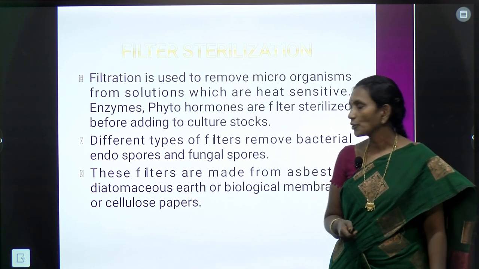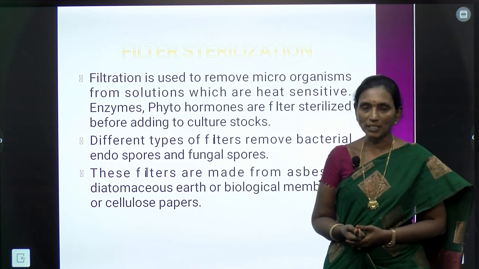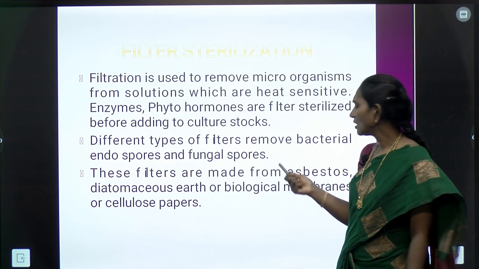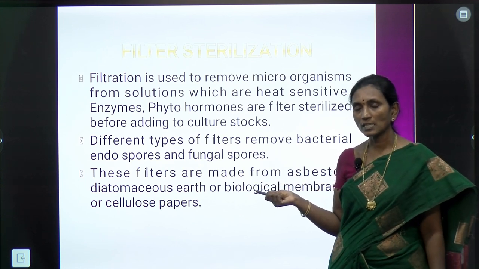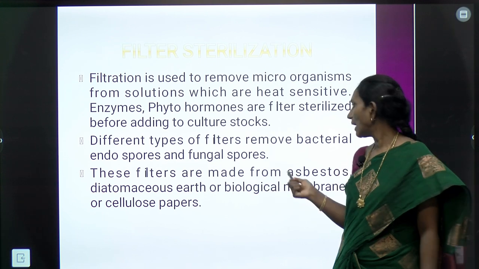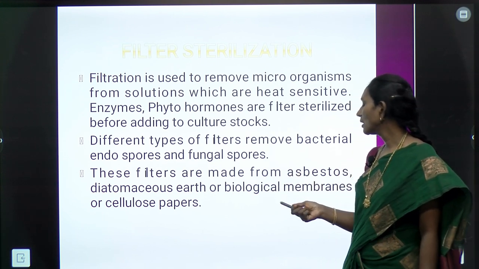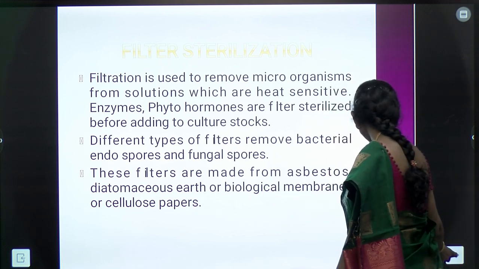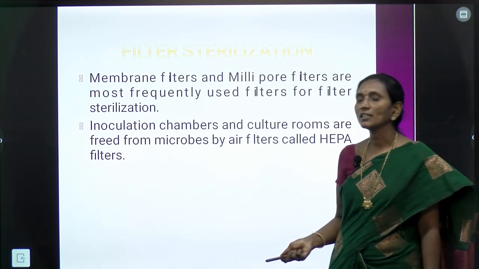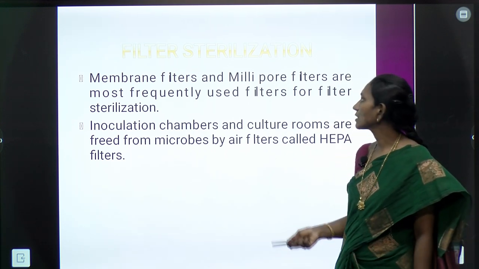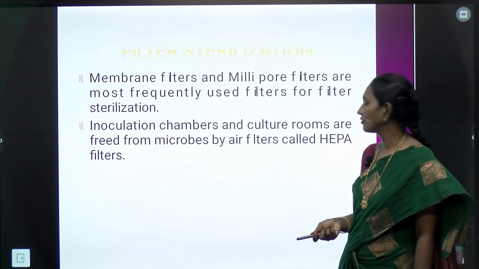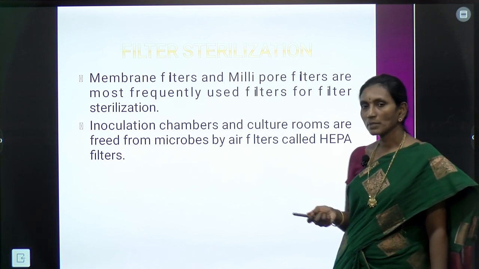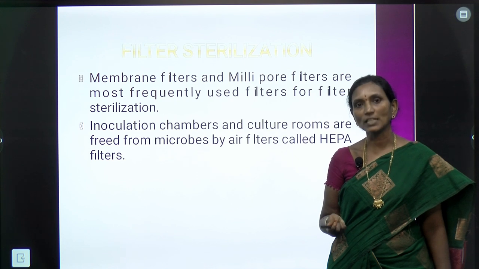Different types of filters are used to remove the microorganisms like bacterial endospores, fungal spores, etc. These filters which are used in filter sterilization are made from different materials like asbestos, diatomaceous earth or biological membranes or cellulose papers. So, generally in filter sterilization, membrane filters and millipore filters are most frequently used. These are mostly used for sterilization. Inoculation chambers and culture rooms are also filter sterilized.